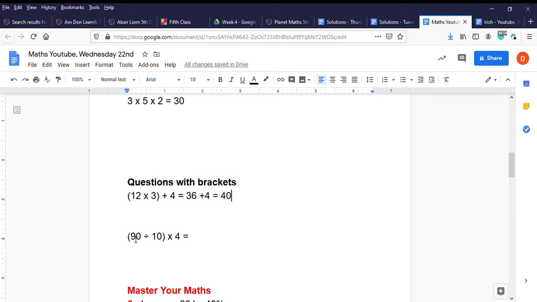90 divided by 10 multiplied by 4. 90 divided by 10 is inside the brackets. We have to solve that first. 90 divided by 10 is 9. We can then multiply that by 4 to get the answer, which is 36.